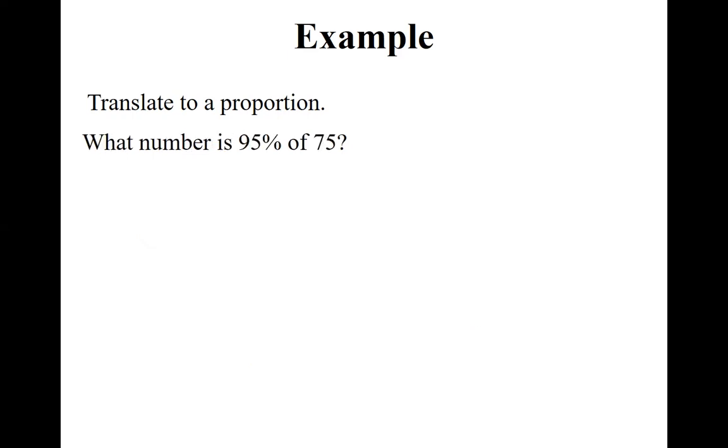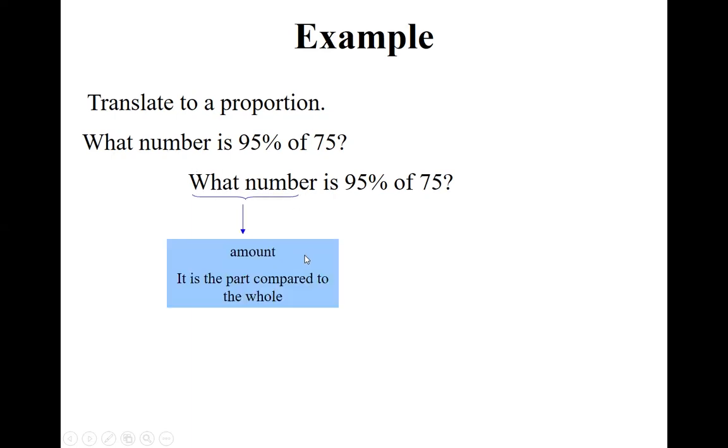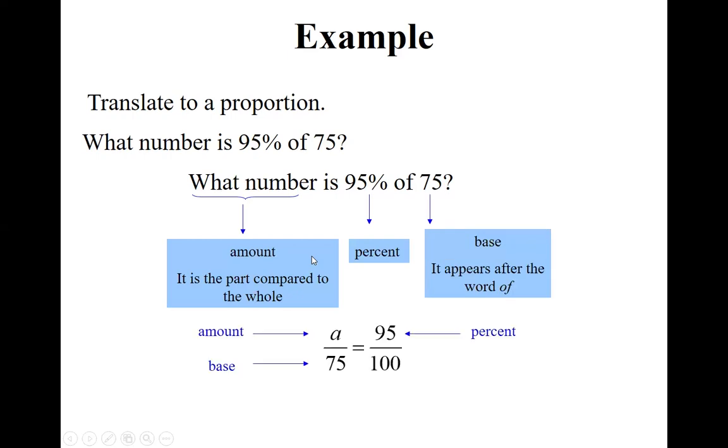Again, we translate: what number is 95% of 75? Percent is 95, so 95 over 100 on the right side. Of 75, so 75 on the bottom of the left. And what number is what's left? So the unknown A. A over 75 equals 95 over 100.